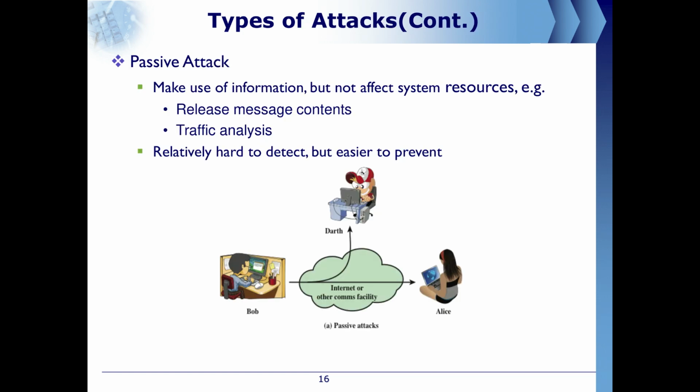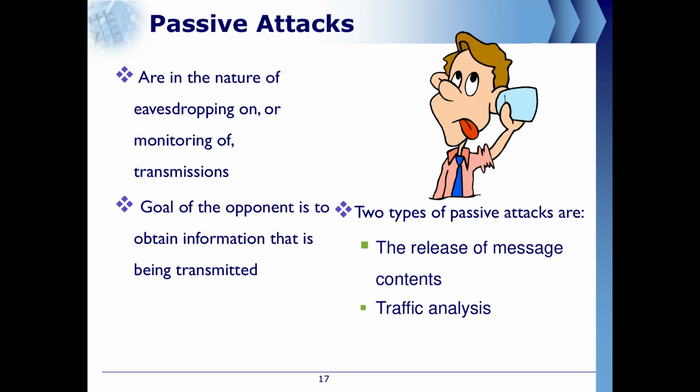Types of attacks continues. Passive attack: make use of information, but not affect system resources, for example, release of message contents, traffic analysis. Relatively hard to detect, but easier to prevent. Passive attacks are in the nature of eavesdropping on or monitoring of transmissions. Goal of the opponent is to obtain information that is being transmitted. Two types of passive attacks are the release of message contents and traffic analysis.